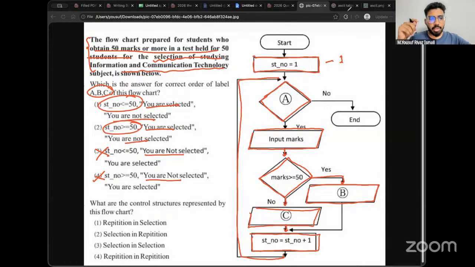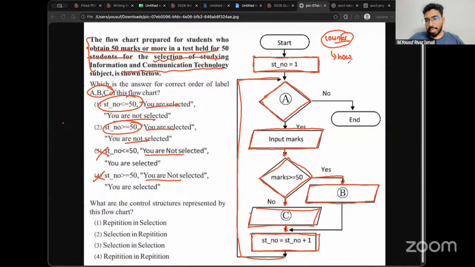So this ST number looks like a counter variable, and it is used to count how many students we are checking. Initially the student count is 1. Then we check the first student. Once the first student is done, we increase the value and go check the second student.